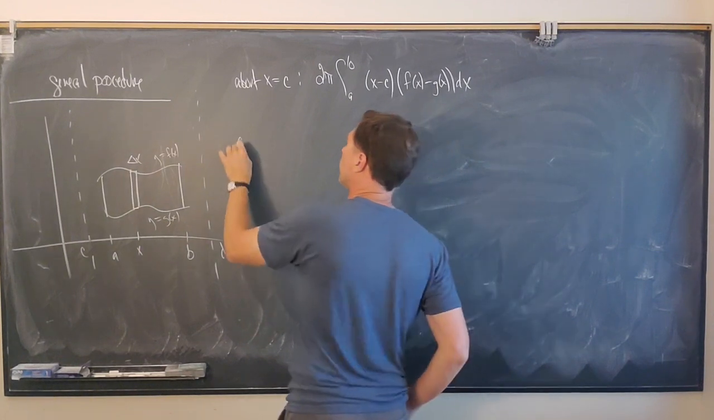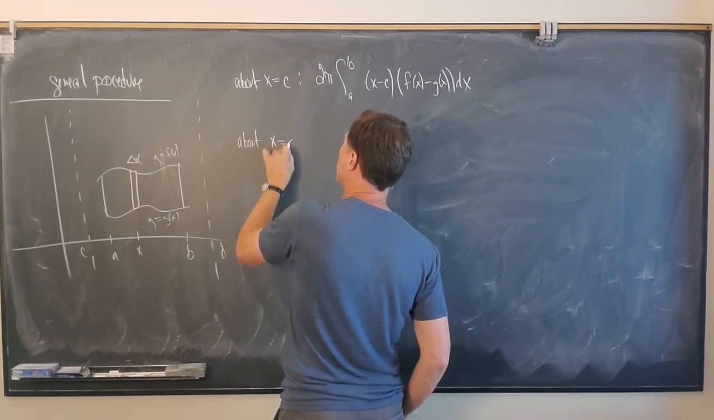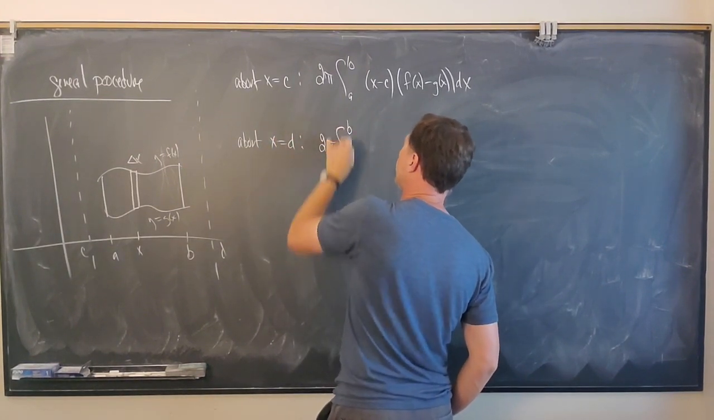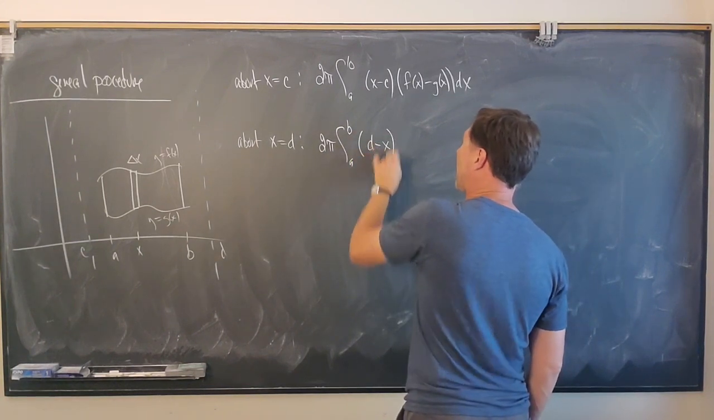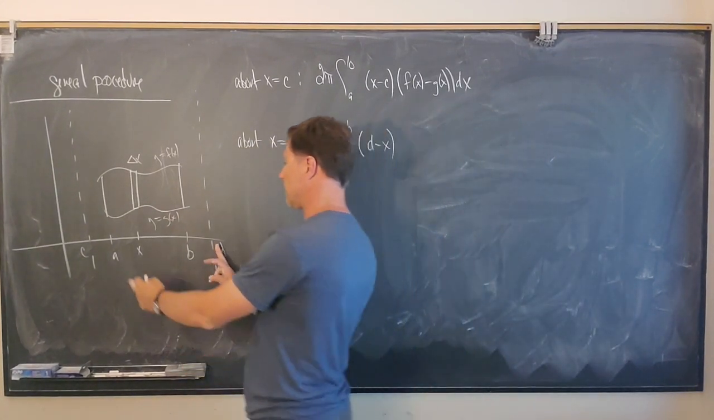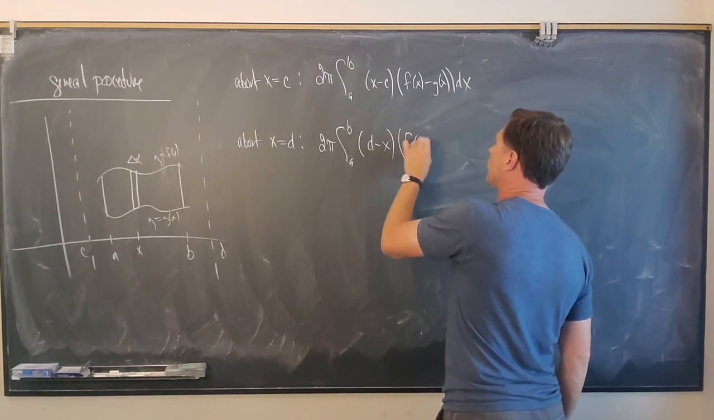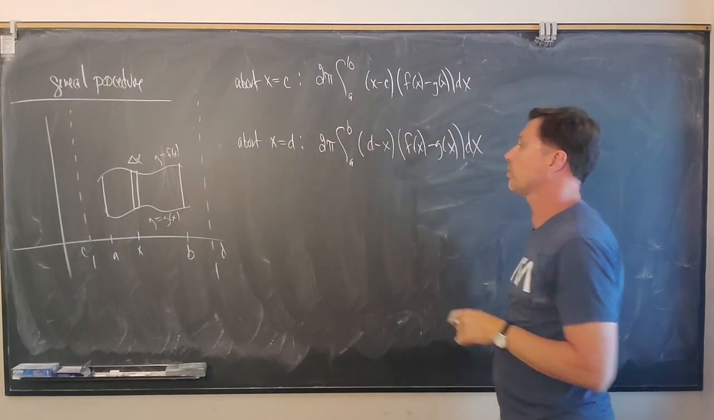If we go about the line x equals d, what we get is 2 pi integral from a to b. d minus x, that's the radius now, measuring this distance right here. Top function minus bottom function dx.